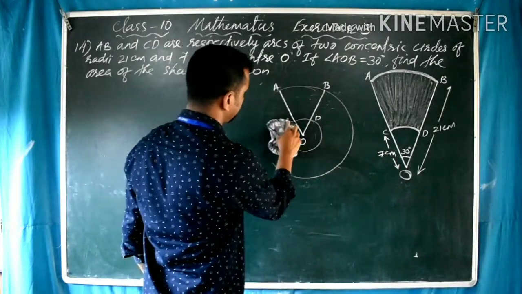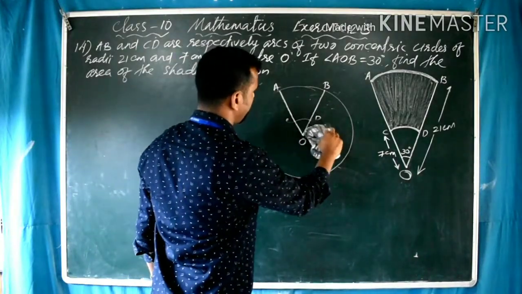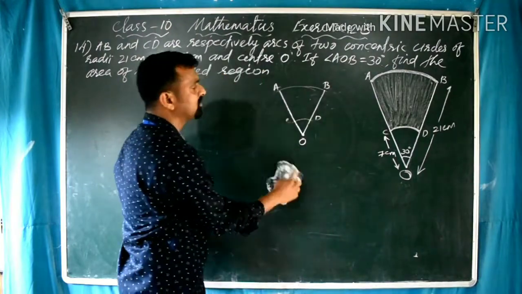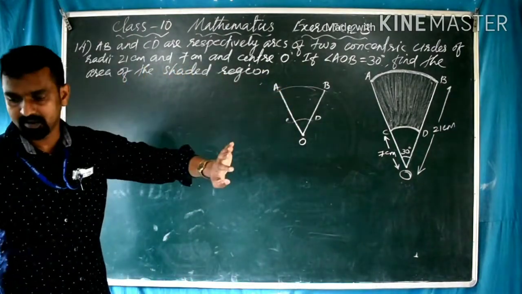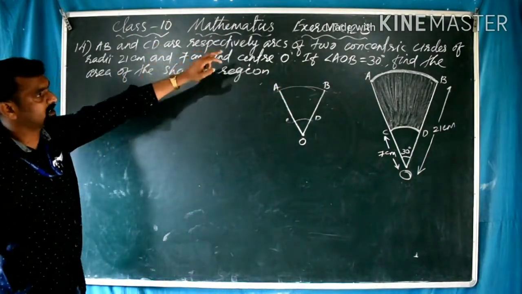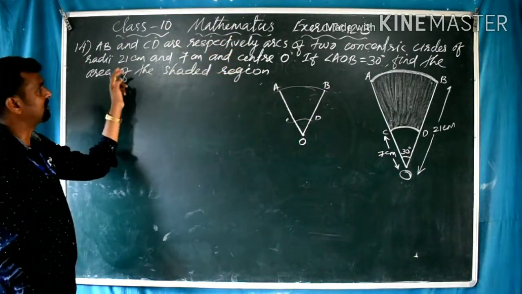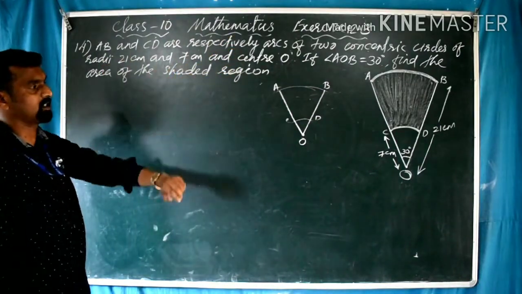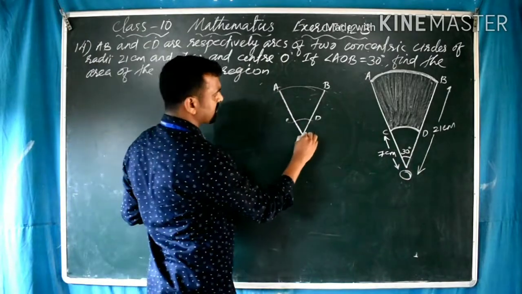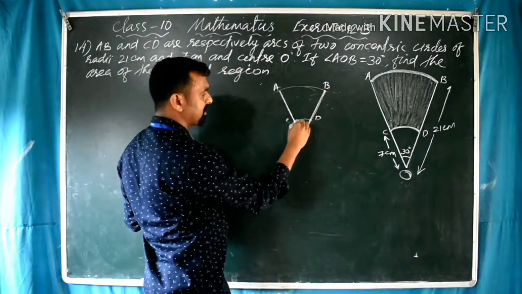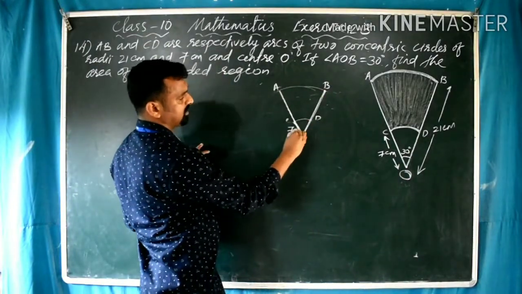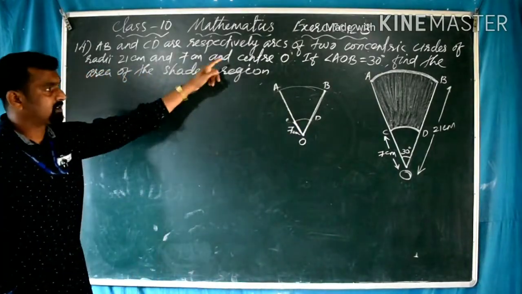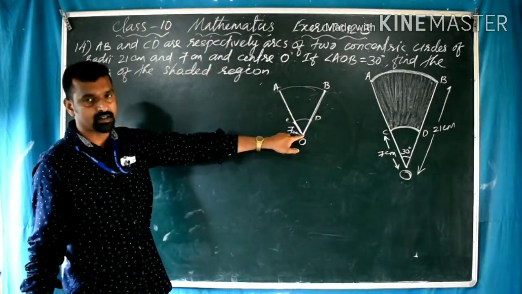AB and CD are the arcs of the two concentric circles of radii 21 centimeter and 7 centimeter. The radius of the large circle is 21 centimeter and the radius of the small circle is 7 centimeter. And the center of both the circles is O.